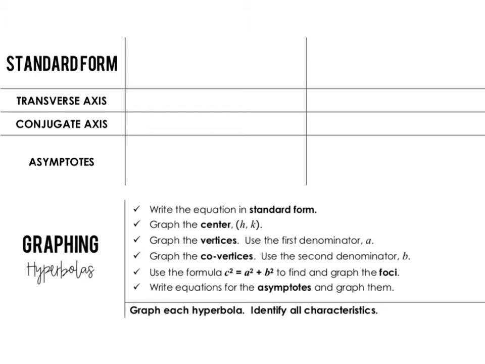So we are going to begin by talking about the graph of a hyperbola in standard form. There are actually two different types. The first graph we are going to talk about is for the horizontal, and the second is for the vertical.